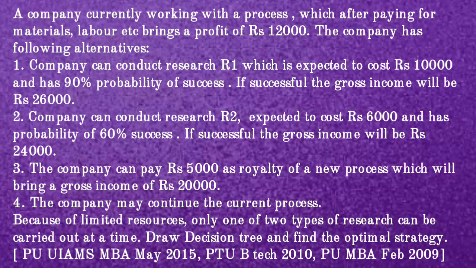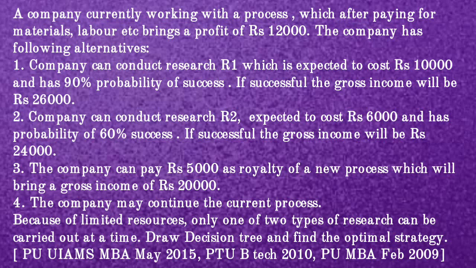First, the company can conduct research R1 which is expected to cost rupees 10,000 and has 90% probability of success. If successful, the gross income will be 26,000 rupees. Second, the company can conduct research R2 expected to cost rupees 6,000 and has a probability of 60% success. If successful, the gross income will be 24,000.